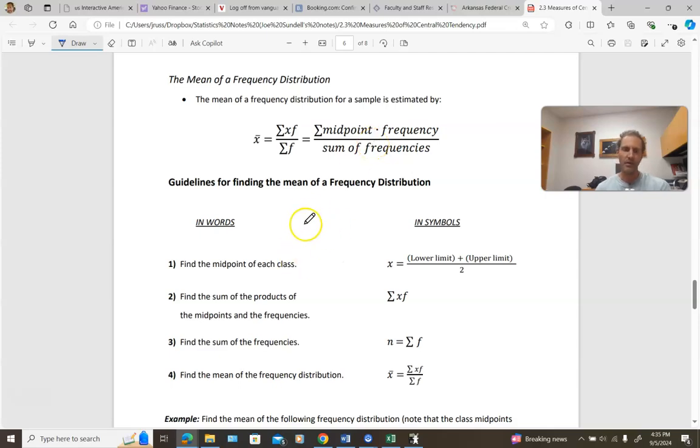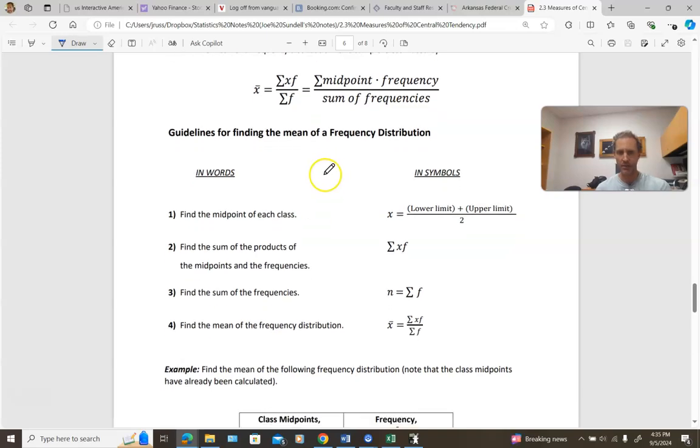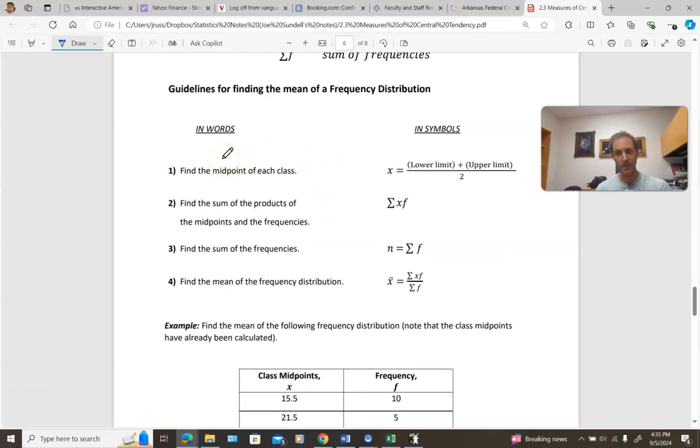I'm not working this one out for you. We'll just read over it. So your first step in doing one like this is to find the midpoint of each class, and you guys know how to do that. It's just the lower plus the upper limit divided by 2.